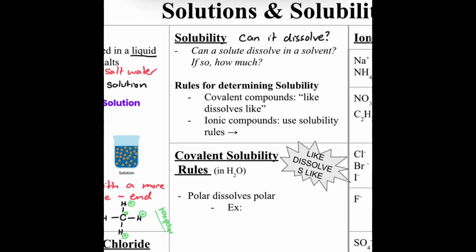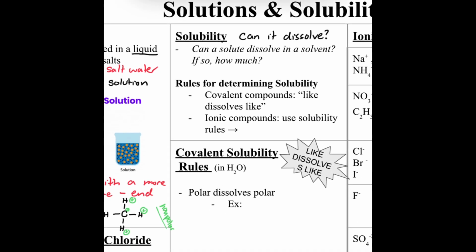And depending on the type of molecules we're looking at, we are going to be using different rules. So if you're looking at a covalent substance, for example, we're going to use the rule like dissolves like. Basically, polar substances can dissolve in other polar substances, and nonpolar substances can dissolve in other nonpolar substances. And again, that is the rule that we're using when we're talking about a covalent substance. And to remind you what a covalent substance is, it's composed of nonmetals.